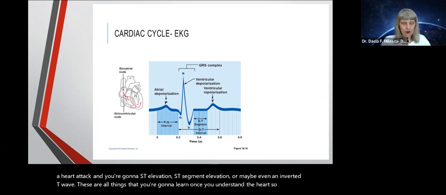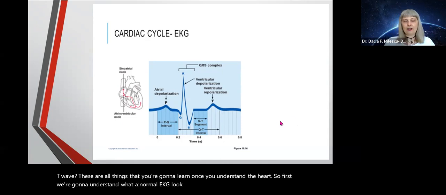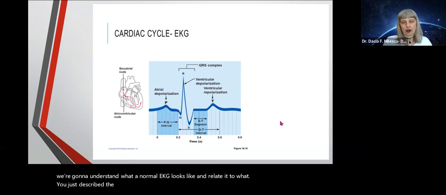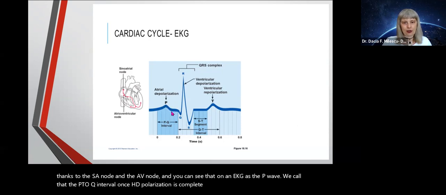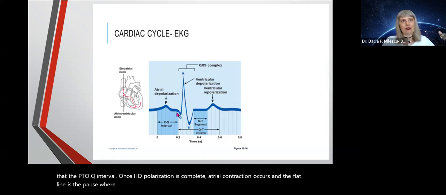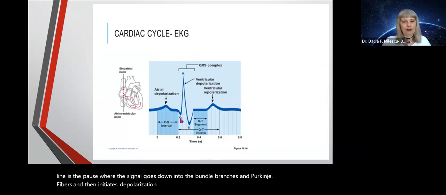So first, we're going to understand what a normal EKG looks like and relate it to what we just described, the blood flow and the cardiac cycle. So the atrial depolarization event is all thanks to the SA node and the AV node. And you can see that on an EKG as the P wave. We call that the P to Q interval. Once atrial depolarization is complete, atrial contraction occurs, and the flat line is the pause where the signal goes down into the bundle branches and Purkinje fibers, and then initiates depolarization of the ventricles.